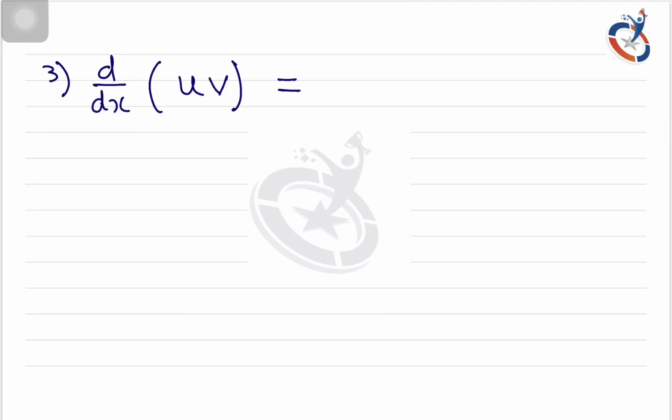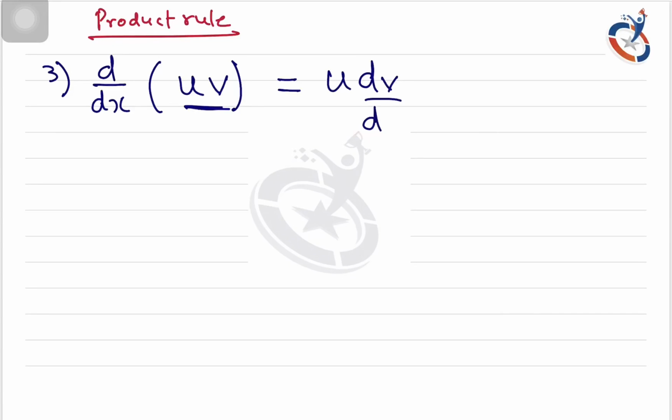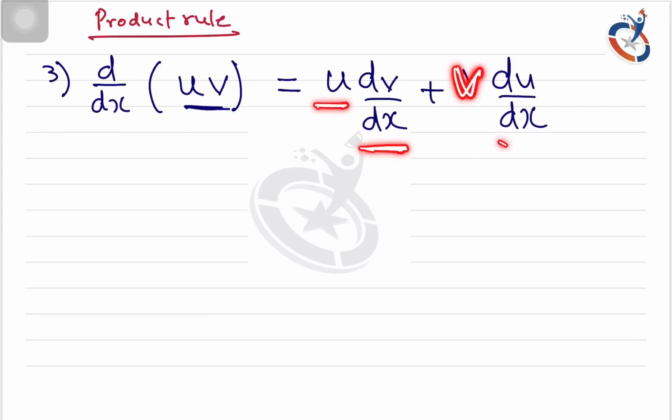The third formula is the product rule. Now these two are very important. If you have a multiplication of two functions, that is called the product rule. So what's the derivative of u into v? The formula is u into the derivative of v plus v into the derivative of u. It's first into the derivative of second plus second into the derivative of first. Keep the first term as it is into the derivative of the second, plus the second term as it is into the derivative of the first.